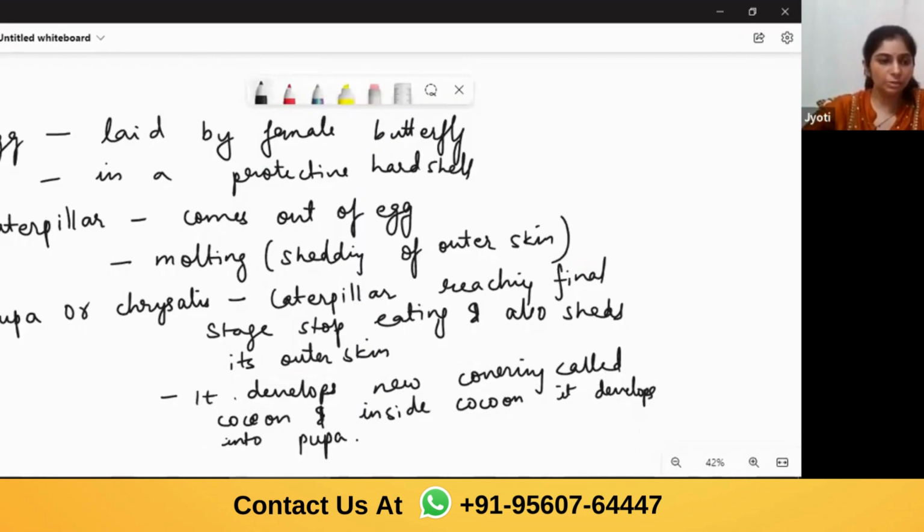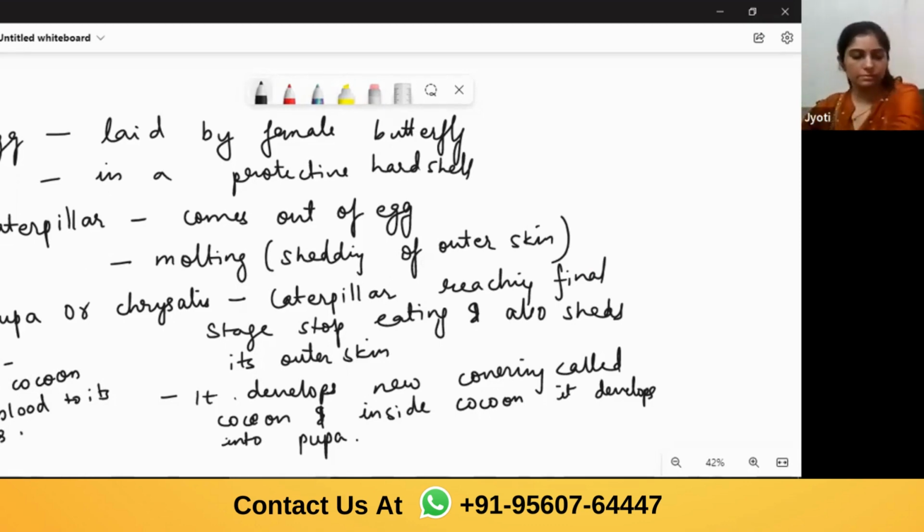So if we see the adult butterfly, first it leaves the cocoon, sends the blood to its wings. With this we are over with the butterfly life cycle.